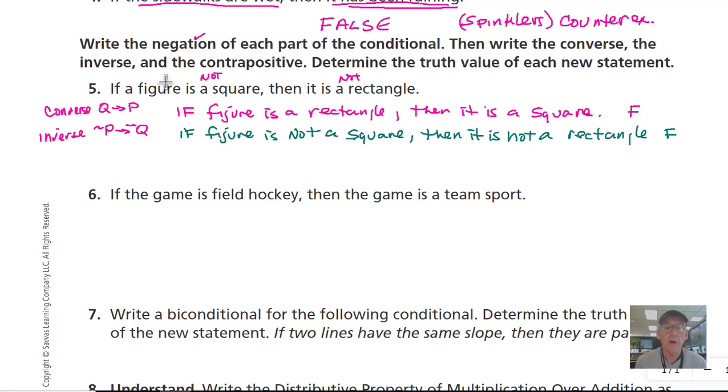Okay, let's look at the contrapositive. A contrapositive swaps the Q's and the P's and makes them both nots. So if a figure is not a rectangle, then it is not a square.